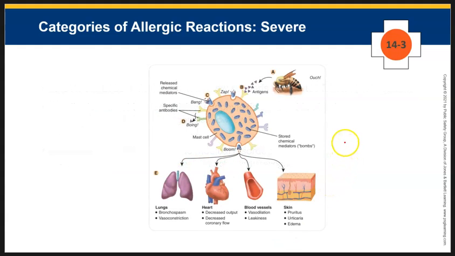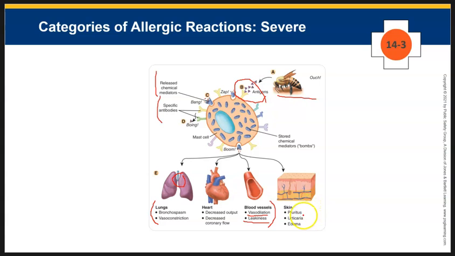We see here a summary of those systemic responses. Following a bee sting, imagine that antigen is going to cause specific antibodies and cells to respond with chemical mediators such as histamine, and the effect of that is going to be, as we said before, vasoconstriction and bronchospasms in the respiratory system. We'll get decreased output in the heart and vasodilation of the blood vessels associated with leakiness of those blood vessels, and that's where the swelling comes from, and also some of the edema that we find in the lungs.